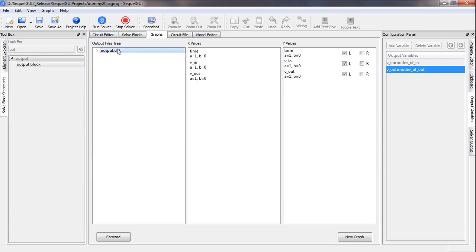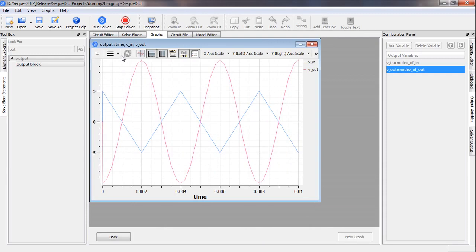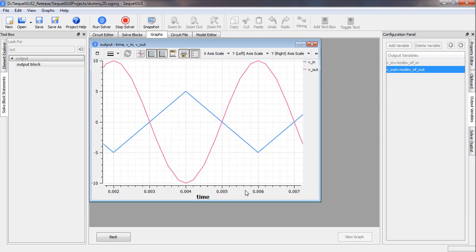The simulation is over. Let us choose time as the x-axis and let us plot both of these together, V in as well as V out. And that is what we have got. We can expand one period like that, and that is our input triangular wave, and that is our output sine wave. The input is 10 volts peak to peak and the output is 20 volts peak to peak, as we expected.